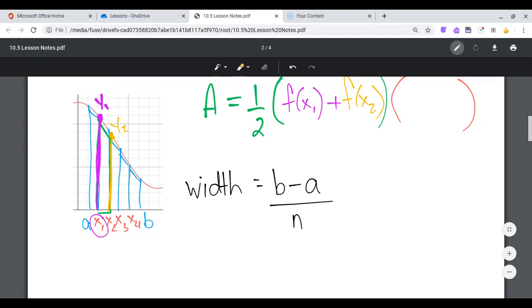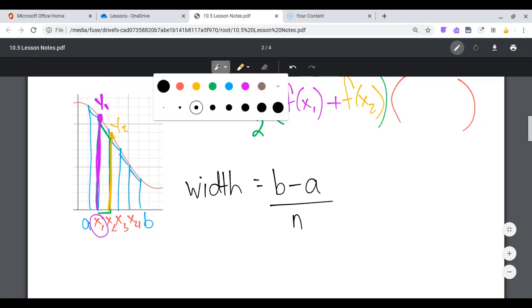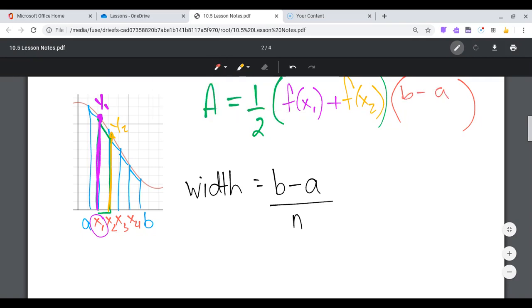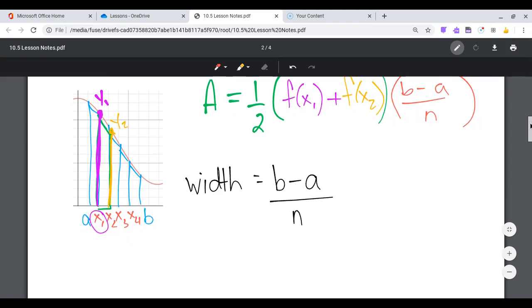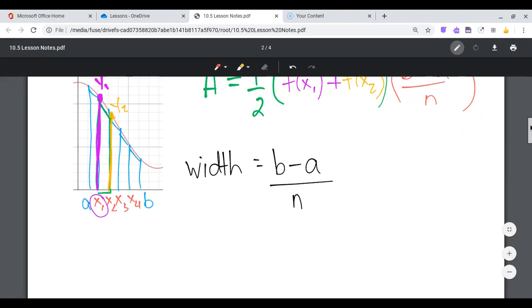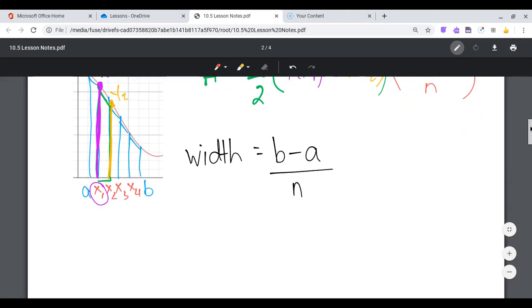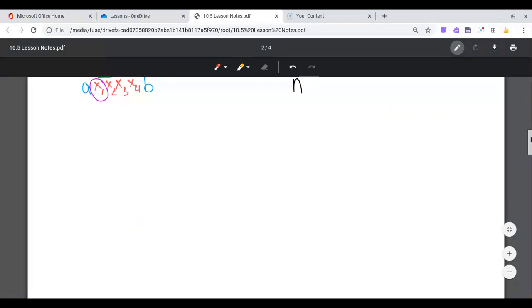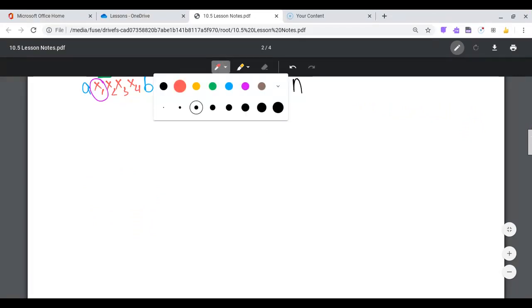Okay, so the width is the same. So that would be b minus a on n. That's how I would get the one individual trapezoid's area. So that's just for that one that I pulled out of there to find that area. Okay, so then I have to take that and do it 5 times because I have 5 trapezoids. So let's look at that.